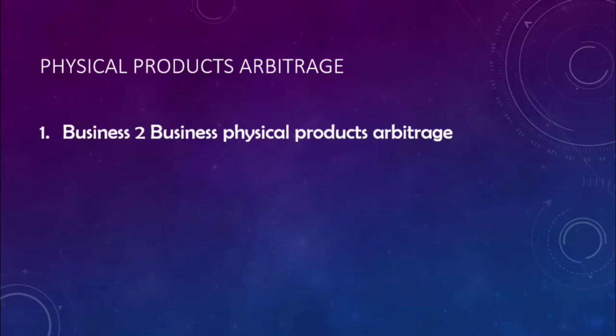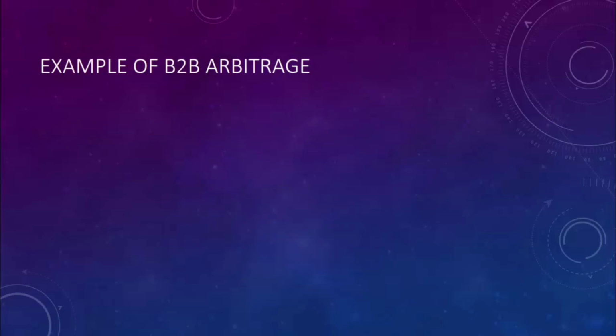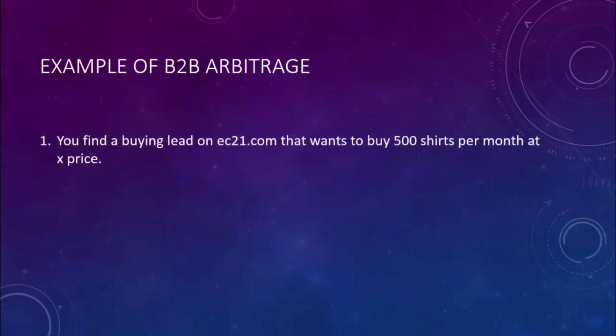So let's go on with physical products arbitrage. First of all, the first type of physical products arbitrage, which I personally like very much, is business to business physical products arbitrage. Let me give you an example of this type of arbitrage, because it's a little bit different than what we will talk about in this class, but it can be a very lucrative business model.